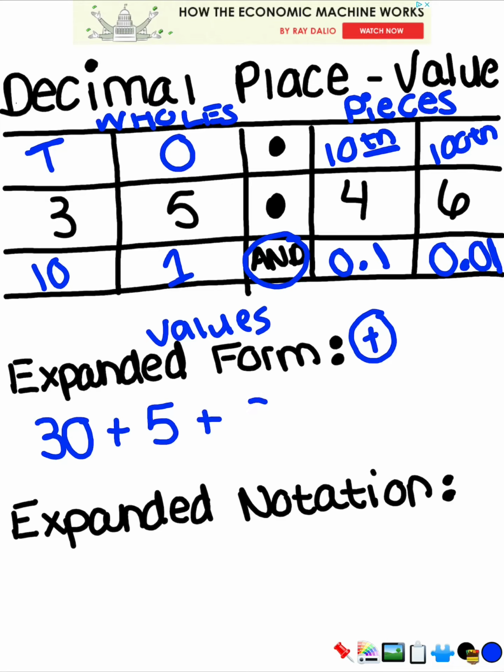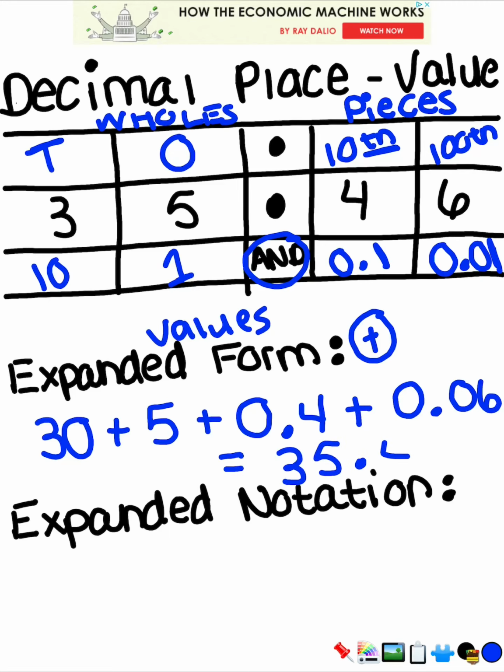What would be the value of that 4 in the tenths place? 0 and 4 tenths, come on. 4 tenths plus, what would be the value of the 6 in the hundredths? 0 and, come on, 6 hundredths. And that would equal 35 and 46 hundredths. So there's an example of how I would put this number into expanded form.